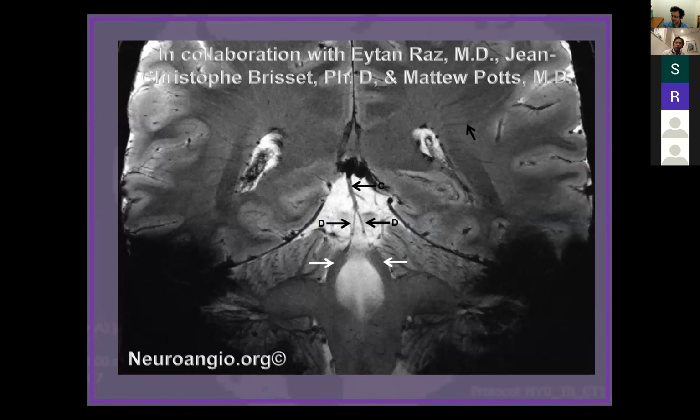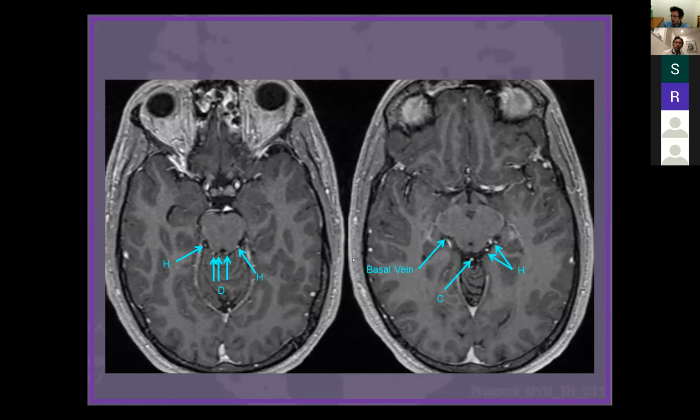Here's the coronal, same subject, same 7 Tesla MRI. Again, precentral cerebellar vein, splitting into these veins that are running along, so that goes down to the superior cerebellar peduncles, each one of those. Yep, more of the same. Okay, so you get the idea.